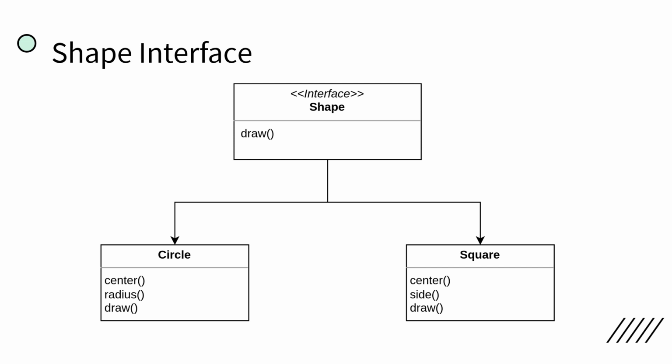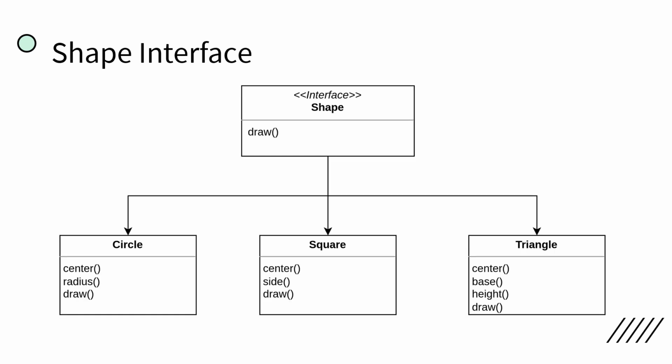Let's see what happens if you want to add a new class. Let's call it triangle. We create a triangle class, override the draw function of the interface, and we're done. This will be the same process if you want to add more derived classes of the shape interface, like a rectangle and diamond down the line.